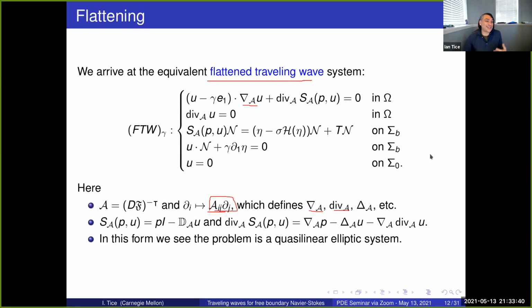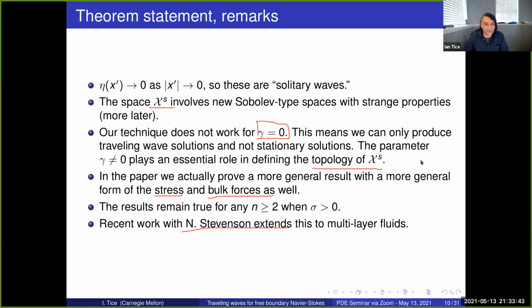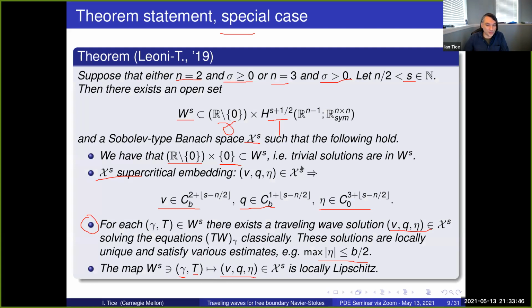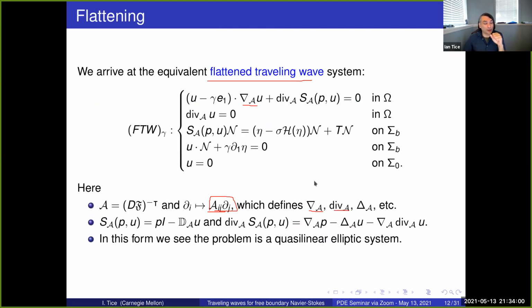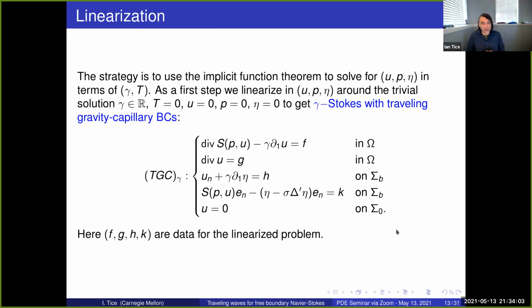So as should be obvious from the form of the results that I've given you here, this theorem is going to follow from an application of the implicit function theorem. I mean, if you look at the way this is phrased, it very much looks like a byproduct of the implicit function theorem. And indeed, that is what we're going to do. So we're going to attack this problem using the implicit function theorem to solve for our unknown triple u, p, and eta in terms of gamma and t, which are given. And of course, we're going to do this around our trivial solutions, which correspond to t equal to 0, u, p, and eta equal to 0.